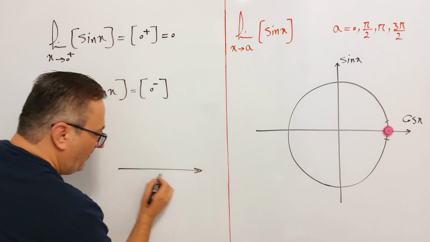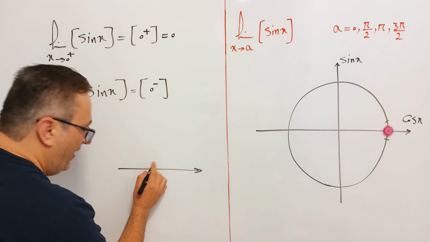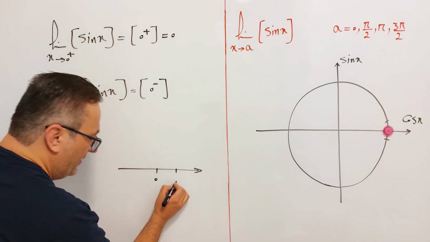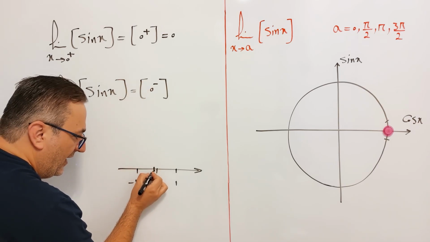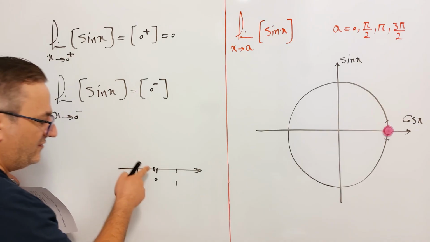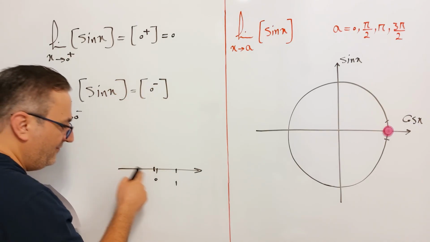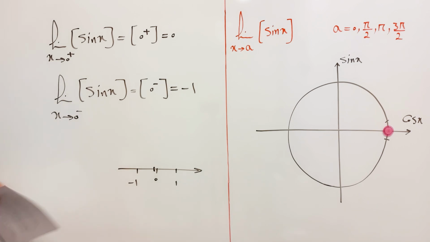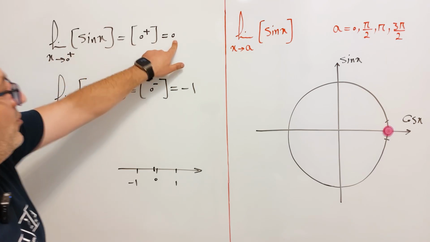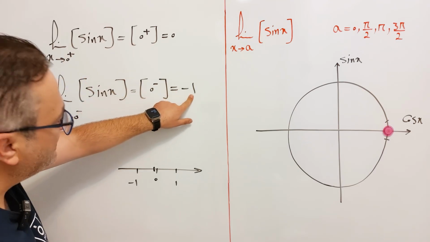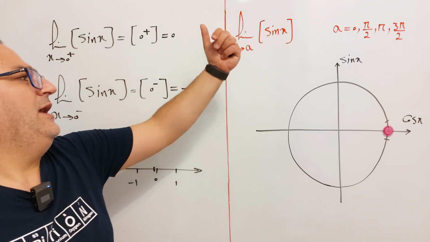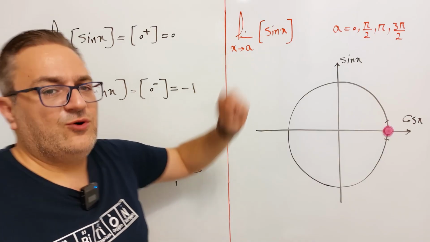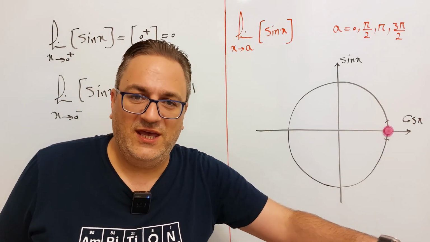And we know that here is the number line, and here is 0, here is 1, minus 1, and 0 from the left is here, so the floor of 0 from the left is minus 1. So the right-hand limit is 0 and the left-hand limit is minus 1, so the limit of the floor of sine of x as x approaches 0 does not exist.